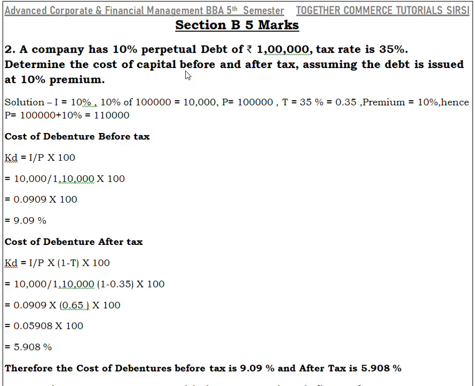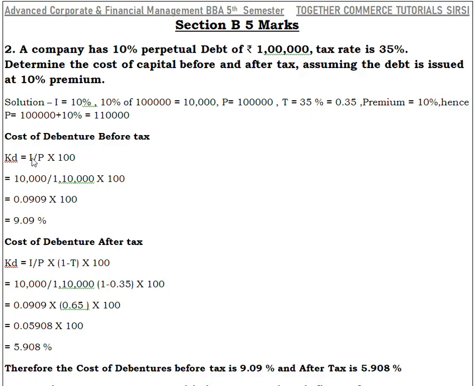The basic formula for the cost of debenture is given here, that is KD is equal to I by P into 100. So if we are calculating it before tax, then we should use this formula. If you are calculating it for after tax, then we should use this formula. The only difference here is in after tax we use 1 minus t, in before tax we don't use it. Now we will see the question and the given values.